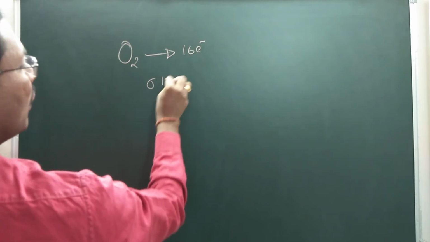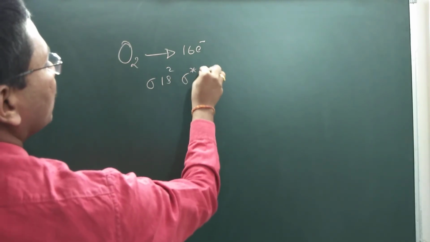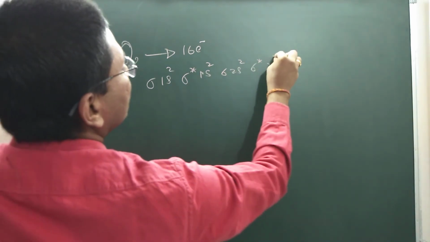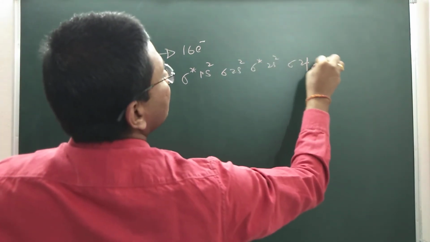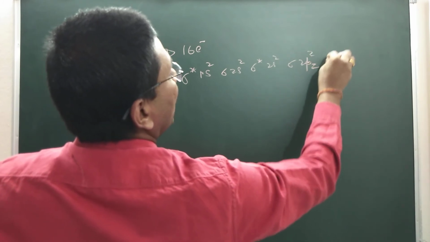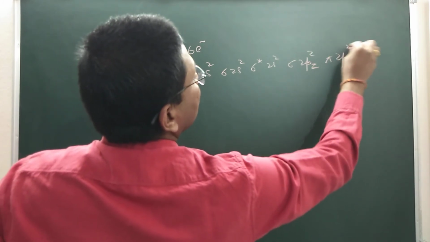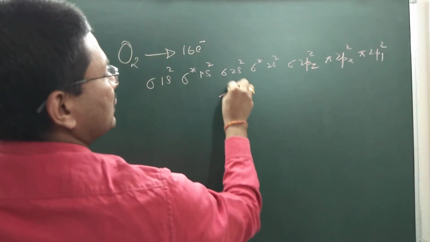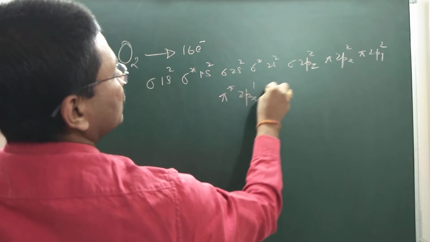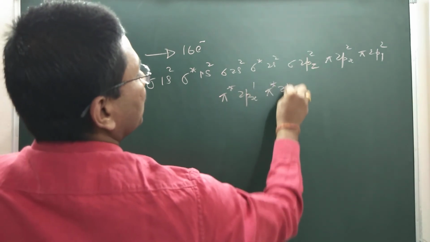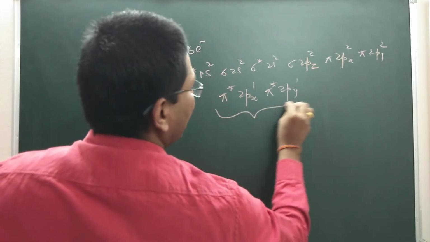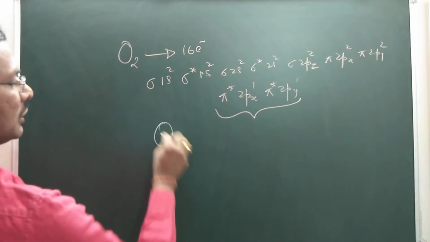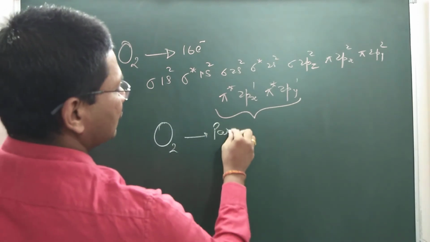So we can write sigma 1s2, sigma star 1s2, sigma 2s2, sigma star 2s2, sigma 2pz2, pi 2px2, pi 2py2, pi star 2px1 according to Hund's rule singly, pi star 2py1. So due to these unpaired electrons, oxygen is paramagnetic.